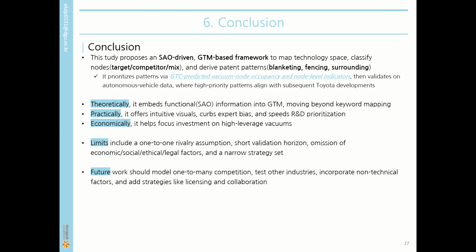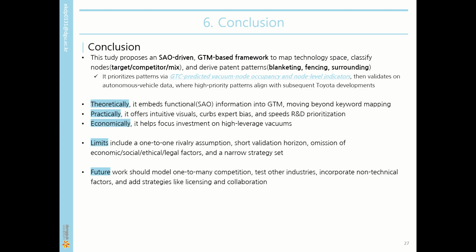Theoretically, this study embodies functional SAO information into GTM and advances patent map analytics beyond keyword counting. Practically, it provides intuitive visuals, reduces expert bias, and accelerates R&D prioritization. Economically, it directs investment toward high leverage vacuum areas.